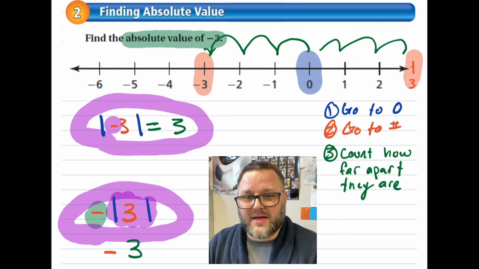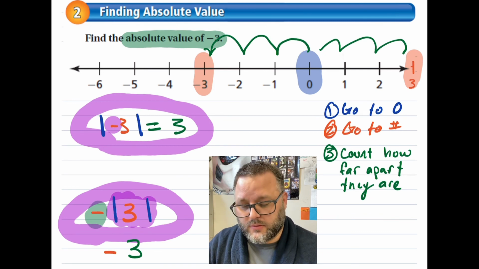So remember, math is about slowing down, reading, thinking to understand how it applies. And that's how we're going to focus here.